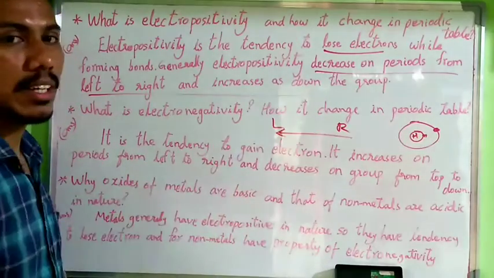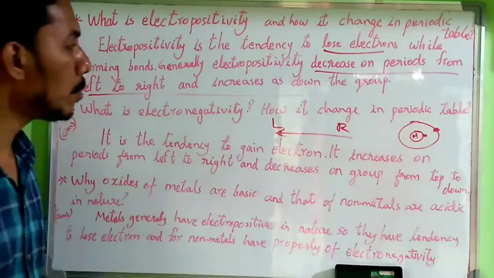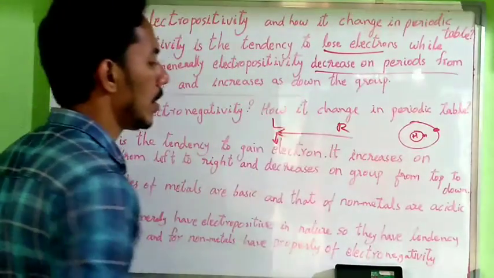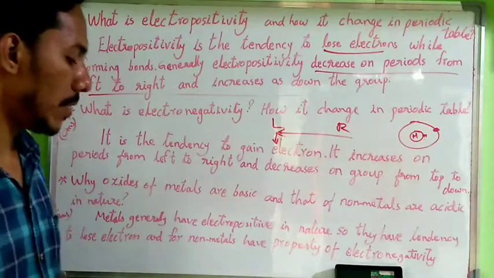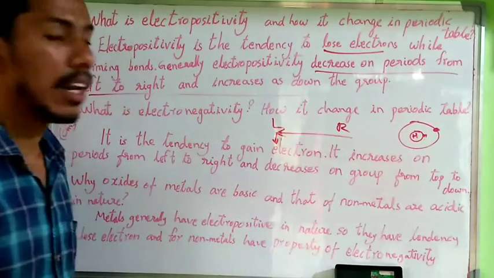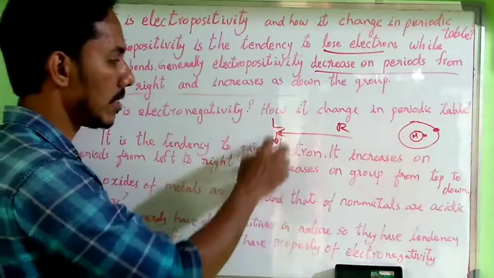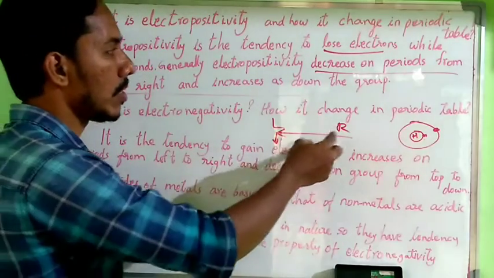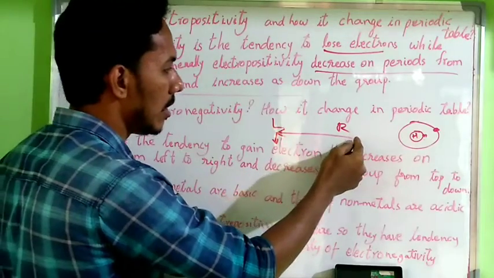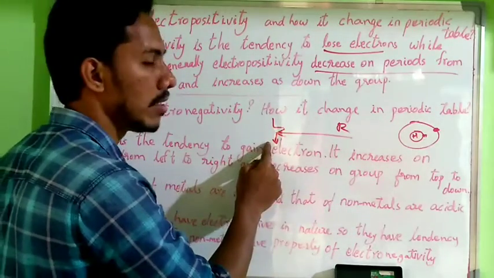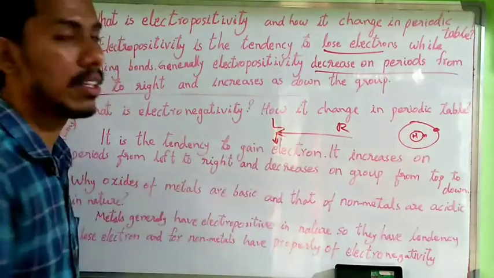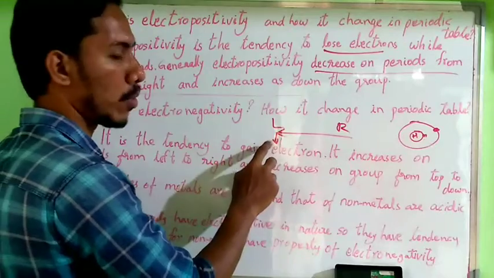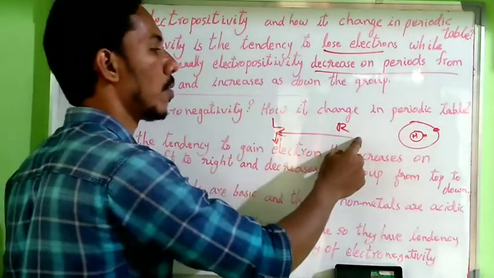Then on the left side, it is larger. In a group, it increases down the group. Electropositivity is very high for the largest element, which is the element at the bottom. So electropositivity increases from this side and ends at this portion. Electropositivity is larger for cesium at this portion, and smaller on this side.